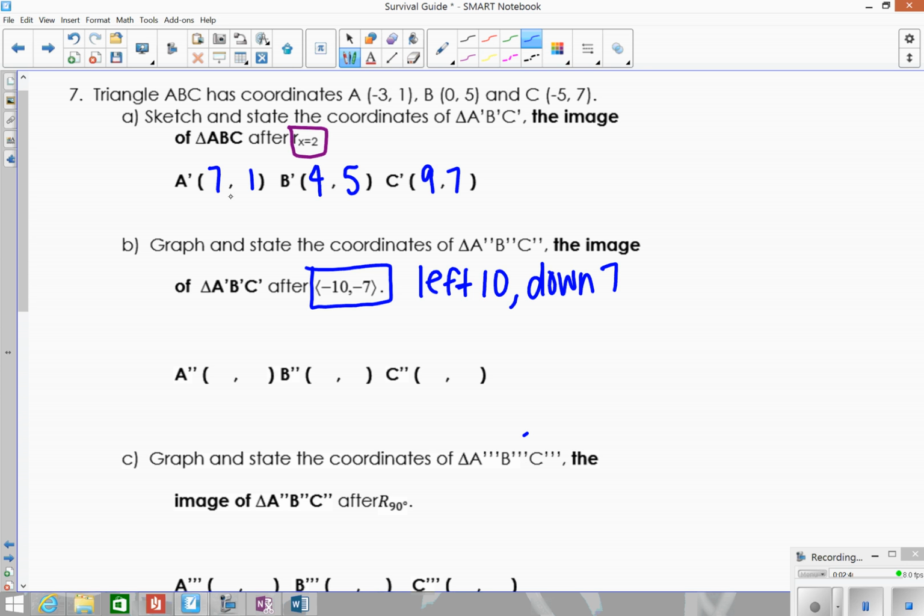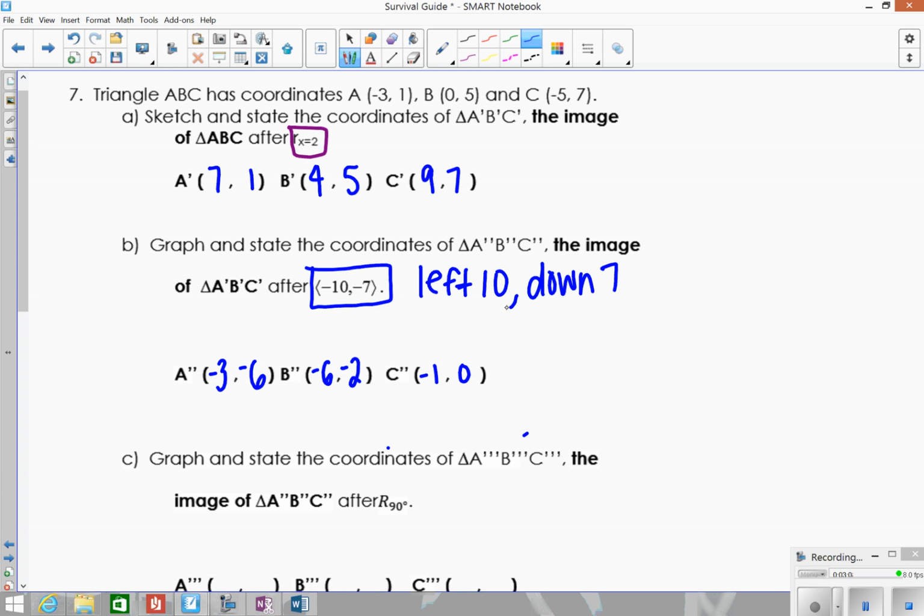If I do that, I'm going to fill in the coordinates. 7 minus 10 would give me -3. 1 minus 7 gives me -6. 4 minus 10 gives me -6. 5 minus 7 gives me -2. 9 minus 10 gives me -1. And then 7 minus 7 gives me 0.